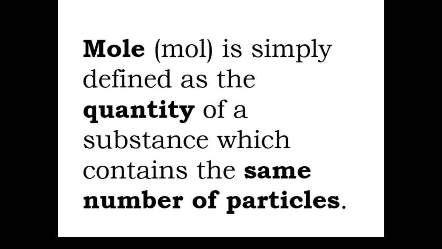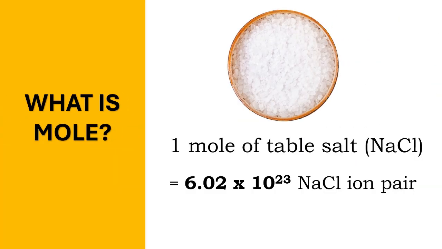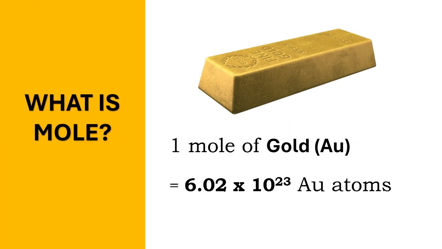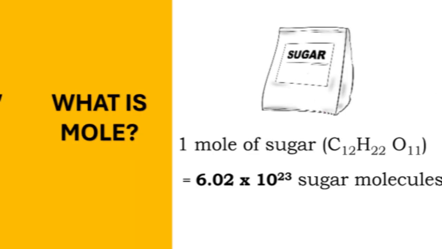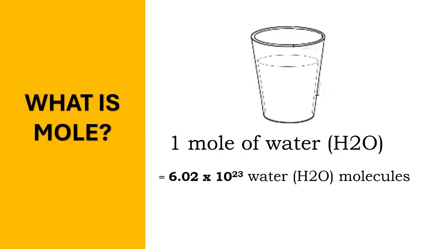Look at the illustration below to understand how the mole expresses quantity and unit based on number. 1 mole of table salt, sodium chloride, is equal to 6.02 times 10 raised to 23 sodium chloride ion pairs. 1 mole of gold is equal to 6.02 times 10 raised to 23 gold atoms. 1 mole of sugar is equal to 6.02 times 10 raised to 23 sugar molecules. 1 mole of water is equal to 6.02 times 10 raised to 23 water molecules.